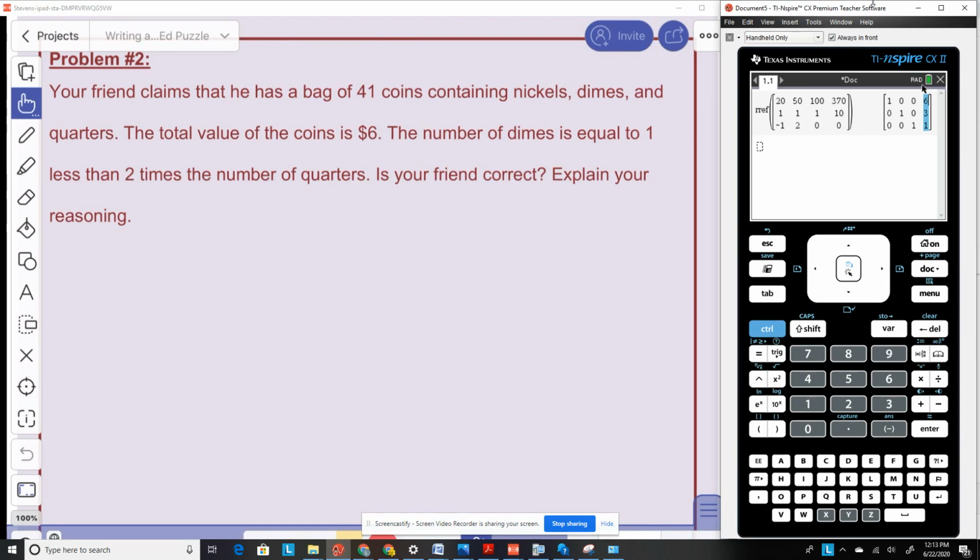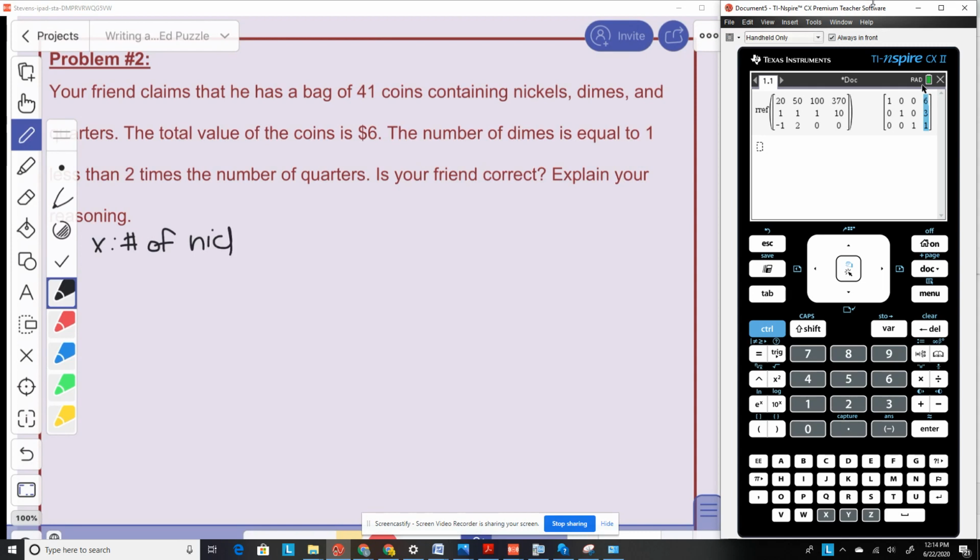Let's go ahead and identify our variables. X is going to be the number of nickels. And you can actually use any variable that you feel comfortable with. You can use N, D, and Q. Y is number of dimes. And Z is going to be your number of quarters.